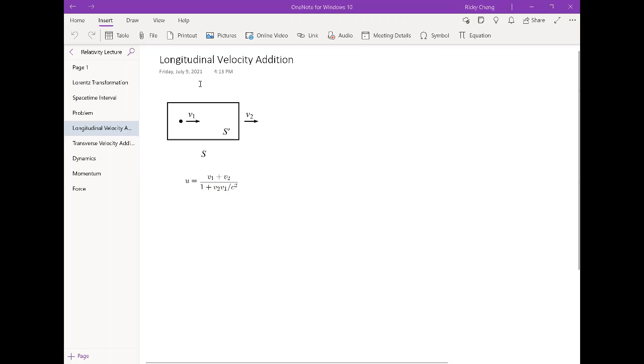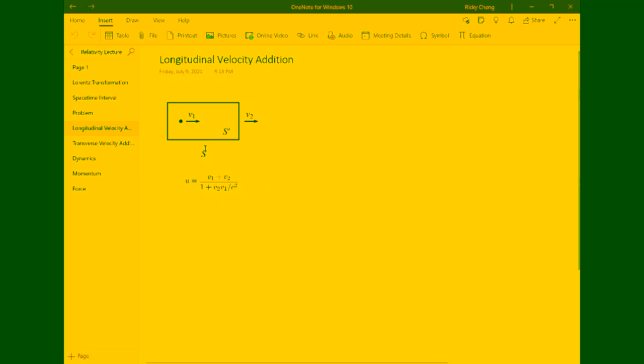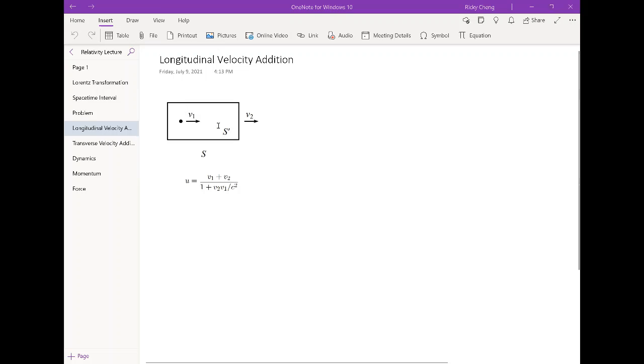So now we're going to start off with the concept of longitudinal velocity addition. Suppose you are in a frame S, and there's a frame S prime that's moving with a speed of V2 relative to you. There's also an object inside S prime that is moving with a speed of V1 relative to S prime. Then we want to know the speed of this object relative to you in reference frame S.